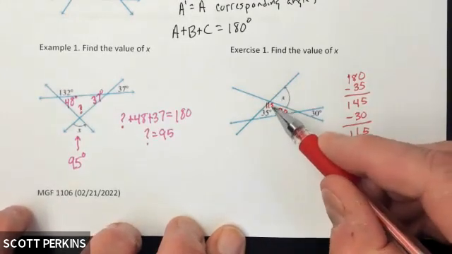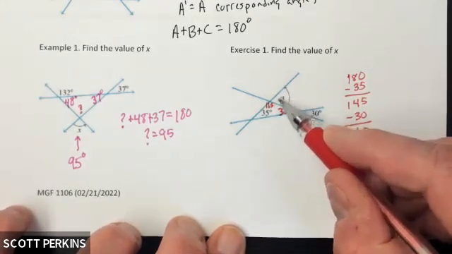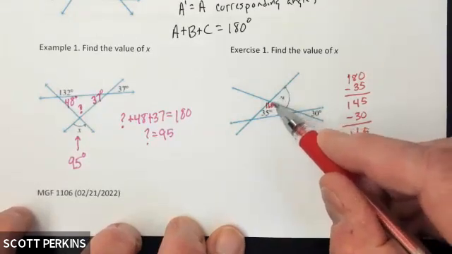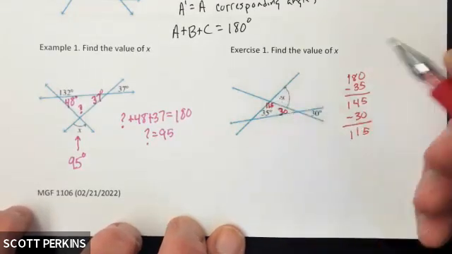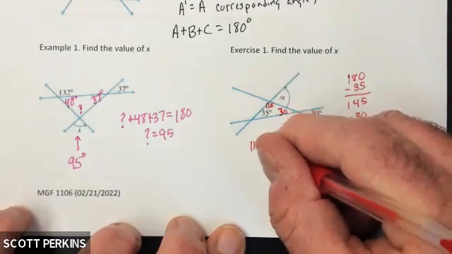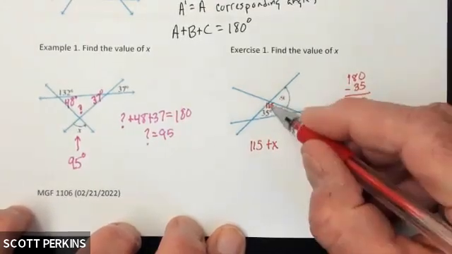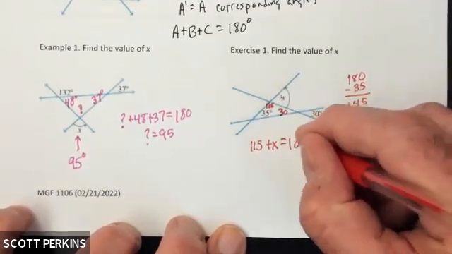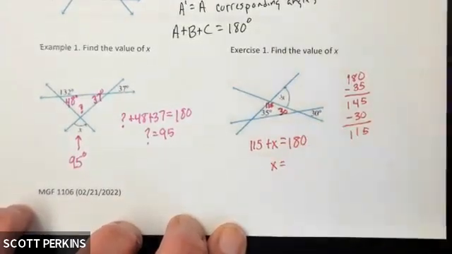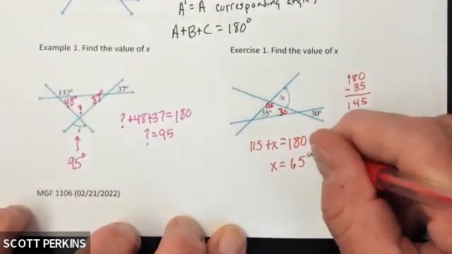So great. So we finished this off because these two right here have to add up to 180 degrees as well. Well said. So 115 plus x, that's these two angles, has to equal 180. And so then x is going to turn out to be 65 degrees.